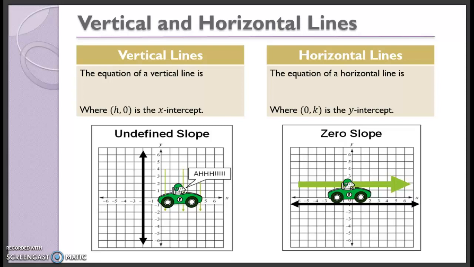Hey everybody! In this video we're going to go over the topic finding the slope of horizontal and vertical lines. So here we can see we have a vertical line and a horizontal line. Now think about a little guy driving in his car. He's not going to be able to drive on a slope that looks like this, right? He's going to fall off that vertical line. The slope is undefined.